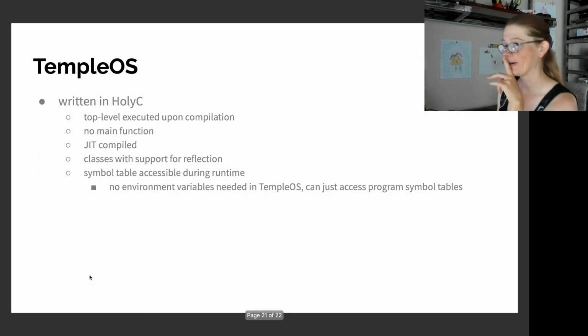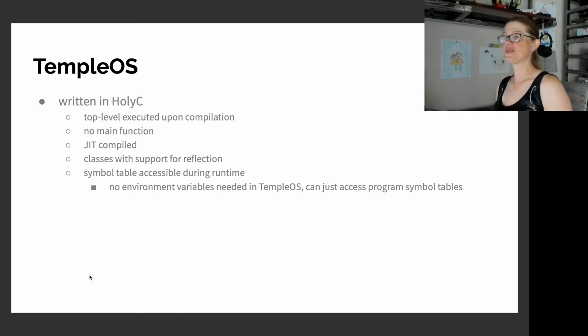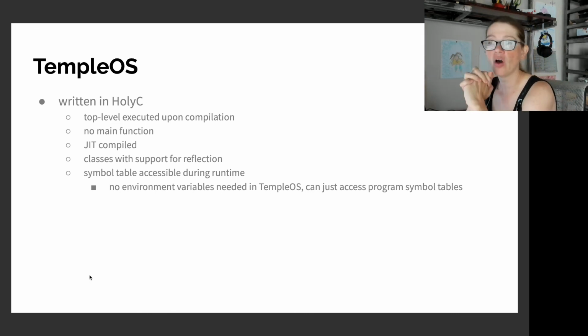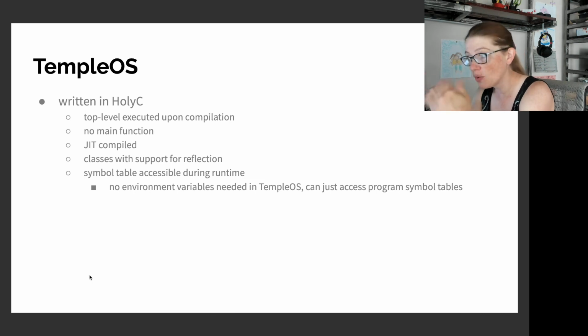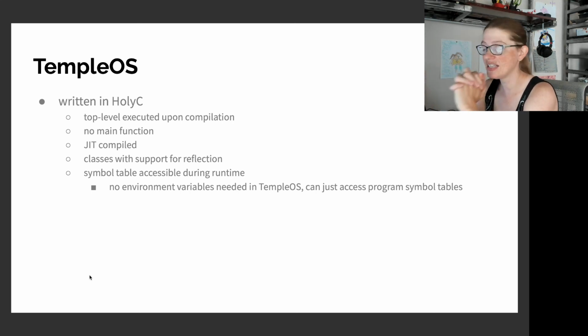Now, one quirk. TempleOS was written in a different language. It was written in what's known as Holy C. And Holy C is his own variant of C that has a number of changes. So there's no main function. Everything at top level will be executed upon compilation. So this is like a JIT compiled language, meaning just in time. As you compile, that's when you run. When you're running, you are compiling. That's kind of cool because that's actually a really neat performance thing. No main. There are classes in this version of C, and there is support for reflection.